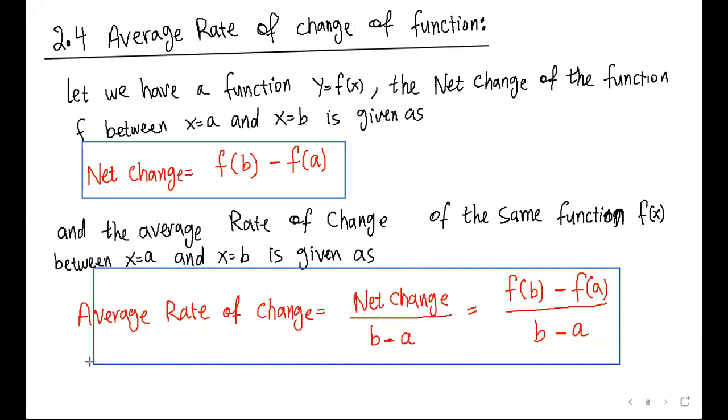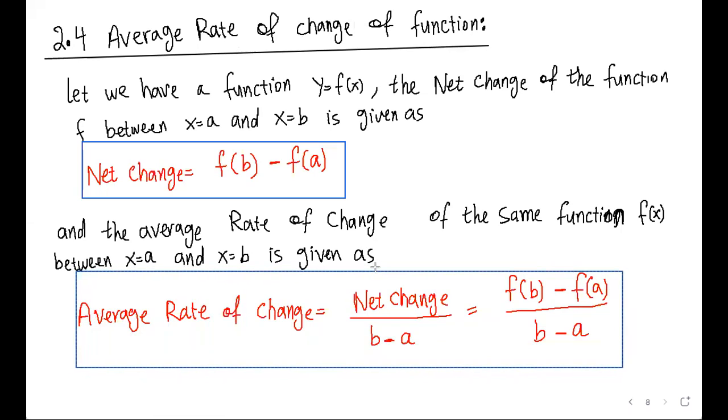Okay, is it clear? We have to use these two formulas during this section. The average rate of change is f of b minus f of a over b minus a. The net change equals f of b minus f of a. Okay? So it's just like determining the slope between two points, basically?